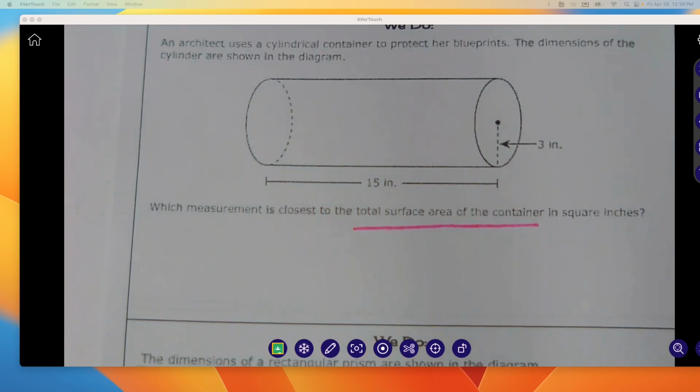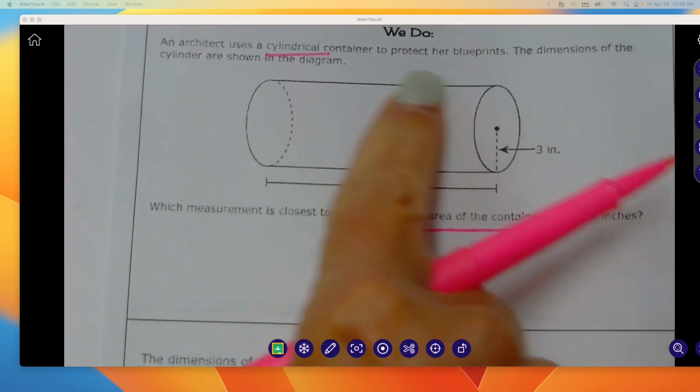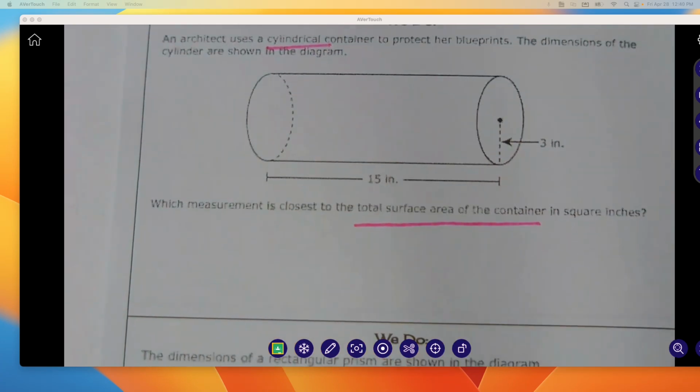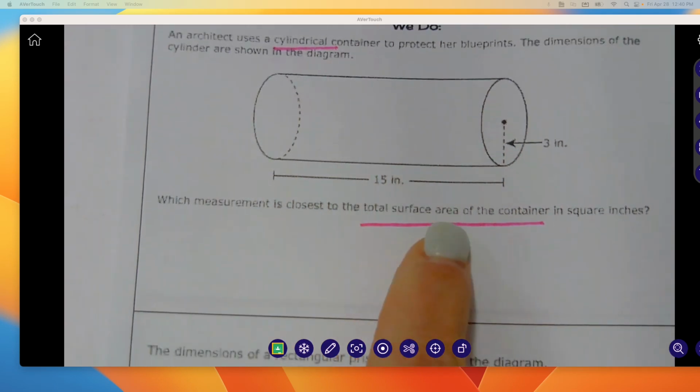Okay. It doesn't actually say the word cylinder, but it says it's cylindrical. So we know that this is a cylinder and we're looking for total surface area. Now, the first thing I've always told y'all is you got to make sure you're using the correct formula. It all starts with the correct formula. Guys, it will tell you in the problem what you're looking for, whether it's total surface area, lateral surface area, or volume. Okay, so this is total surface area.